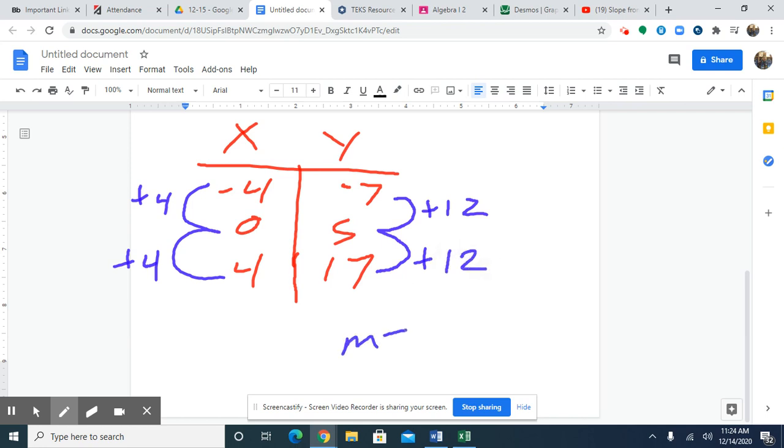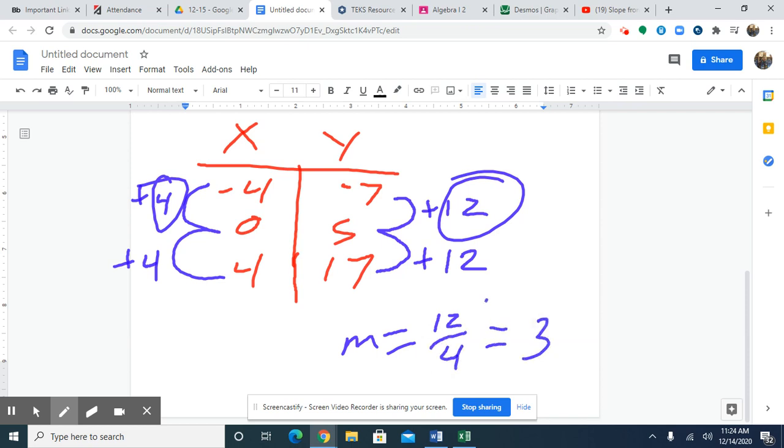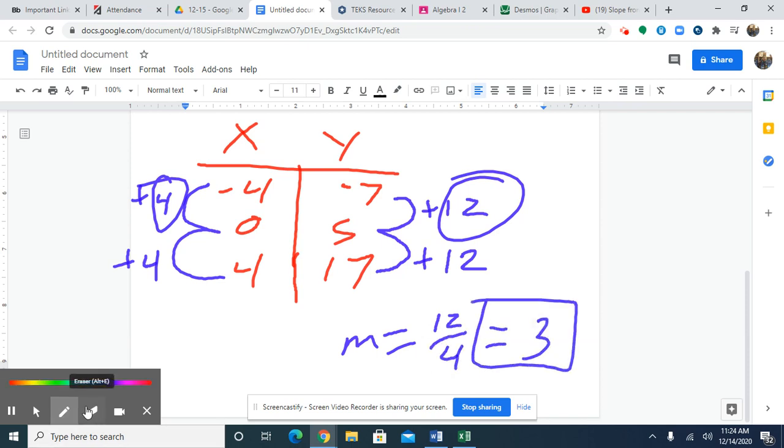So our slope would be this number over this number. Remember, slope is always y over x. So 12 divided by 4 equals 3, and our slope here would be 3.